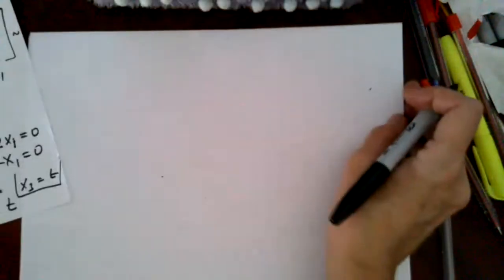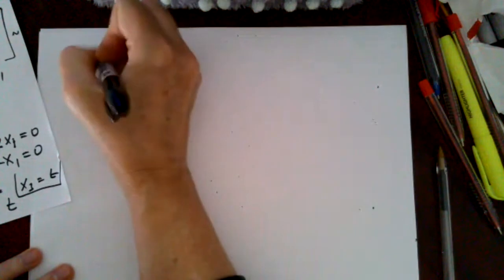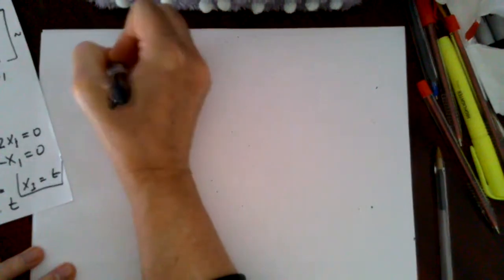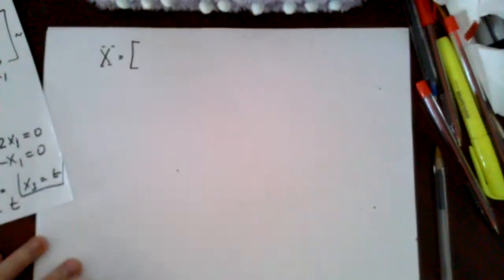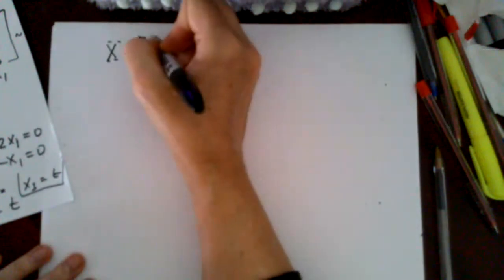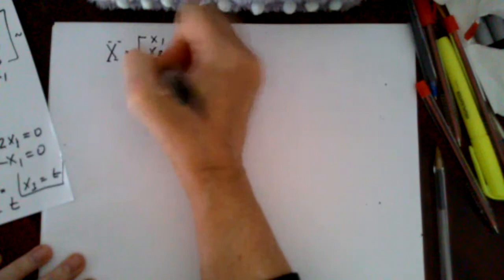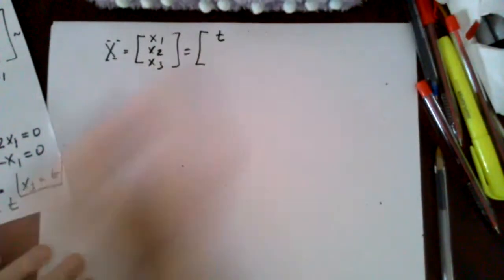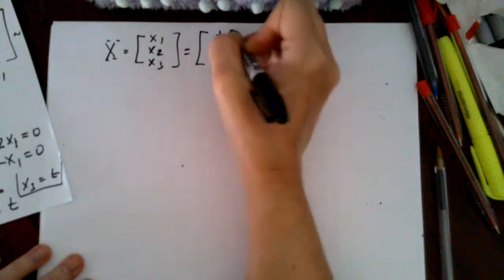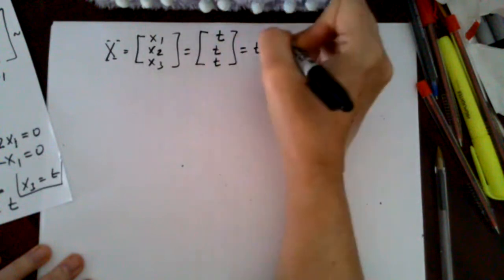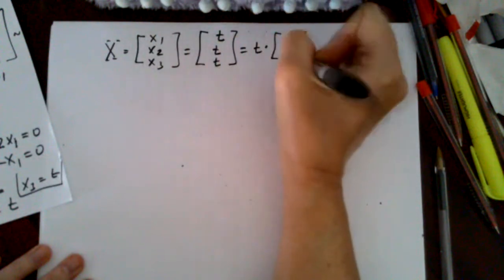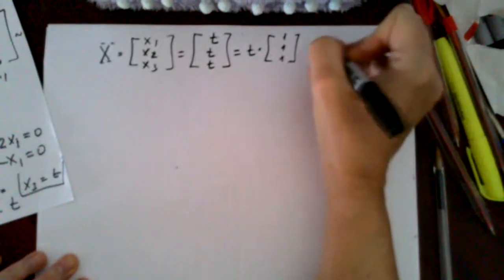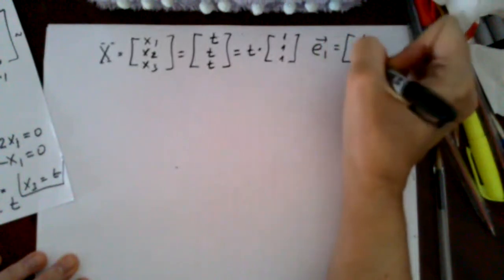I need to take a new page now. So what do we have now? Do you remember that the solution of the system of linear equations should be presented like this: x1, x2, x3. Our x1 was the free variable, and we denoted it as t, and the remaining variables were t as well. We pull out t, and we end up with 1, 1, 1. This is our first eigenvector, 1, 1, 1.